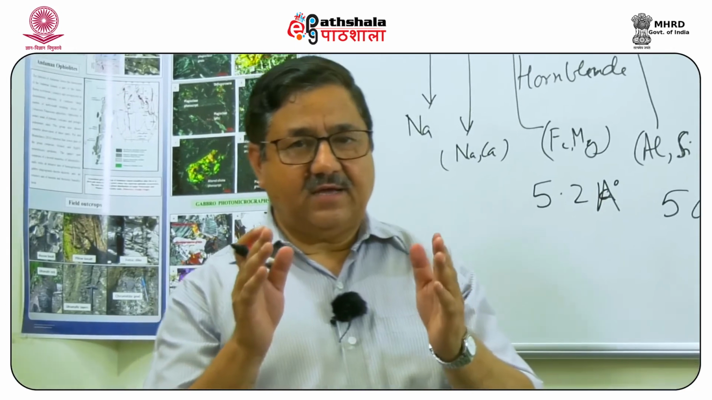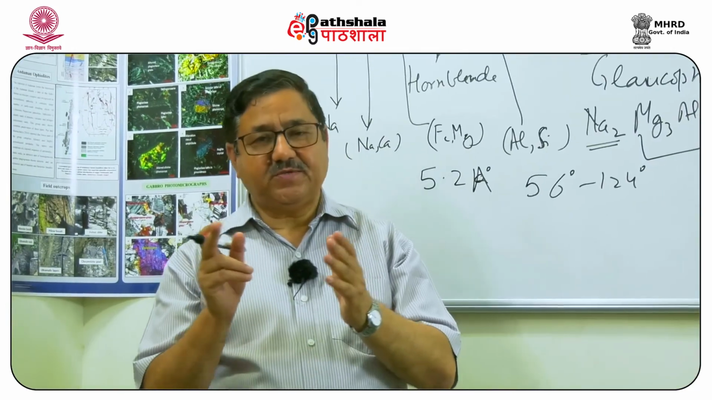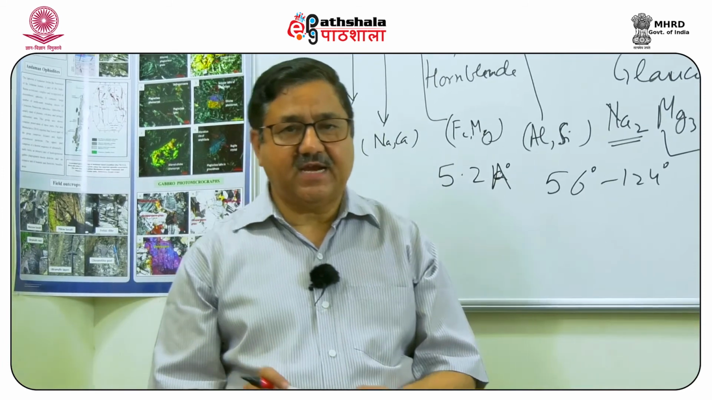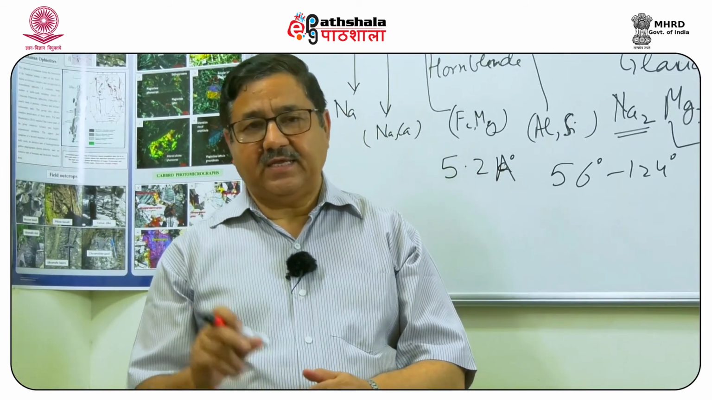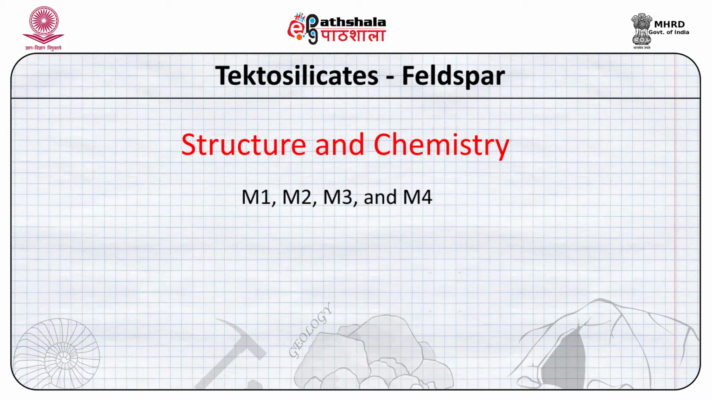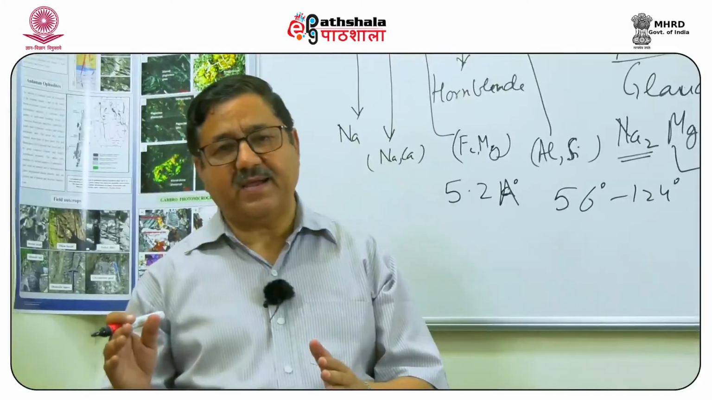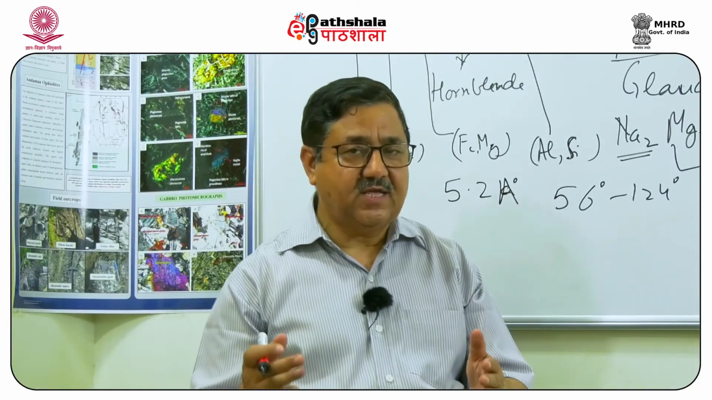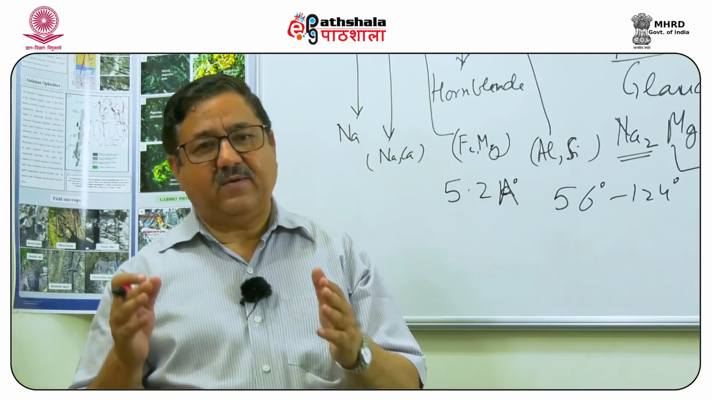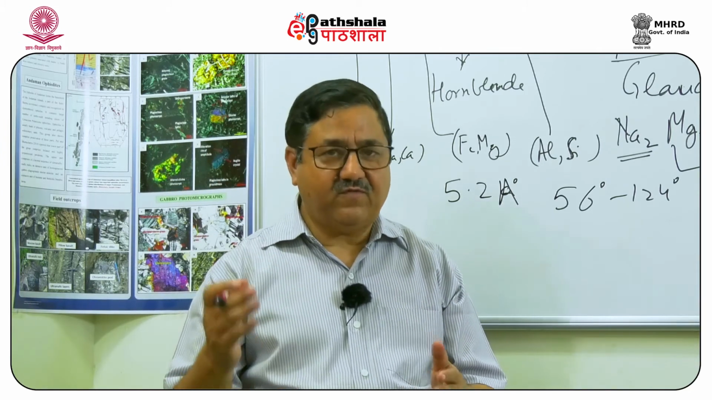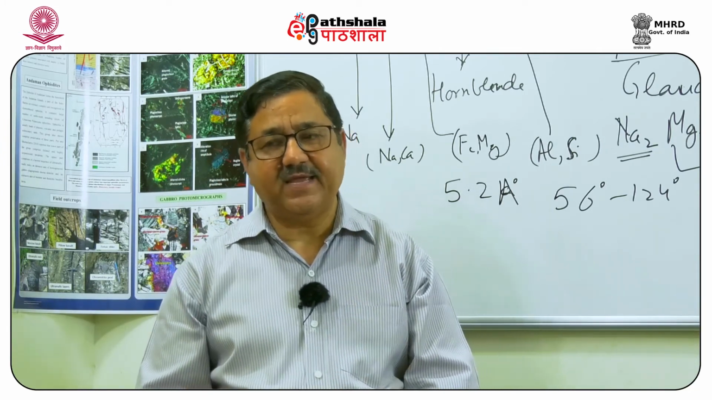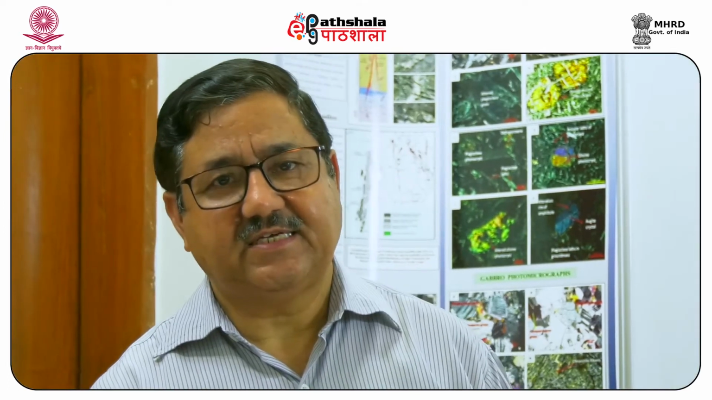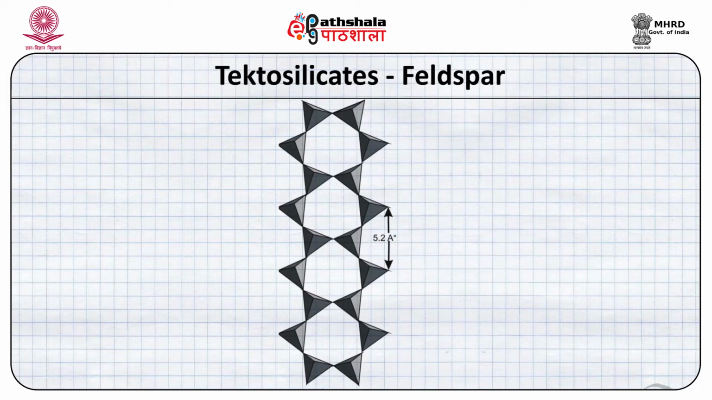Now, in the two chains, the opposite apices of the tetrahedra describe the M1, M2 and M3 sites, and the bases describe the M4 site. So, there are 4 M sites which are occupied by different cations. Now, they are not of fixed coordination. If the cations are larger, they can be 8-fold, and if the cations are smaller, they can be 6-fold. The double chain silicate structure is well explained in figure 1, in which you can see that the repeat C distance is 5.2 angstrom.